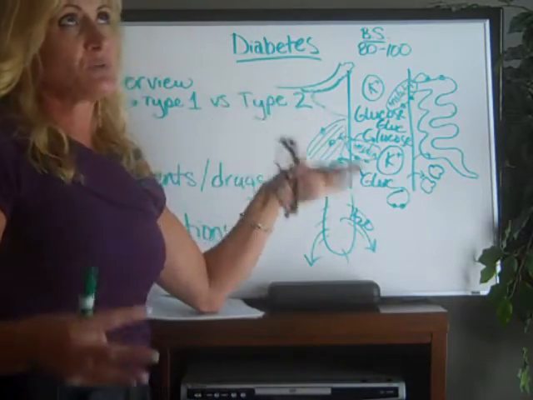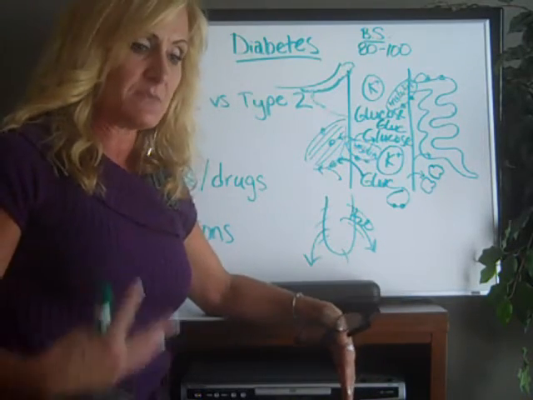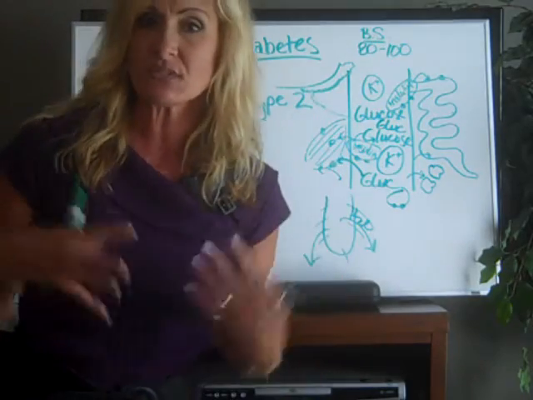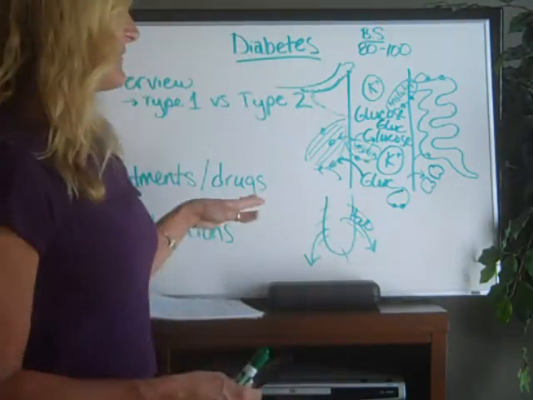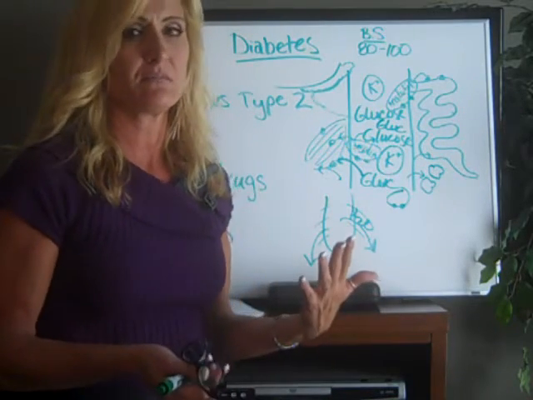And then these women that are pregnant can develop gestational diabetes. Now, oftentimes after they deliver the baby, then their diabetes goes away. But if they are diabetic while they're pregnant, then you have to monitor the mom a little bit more closely.